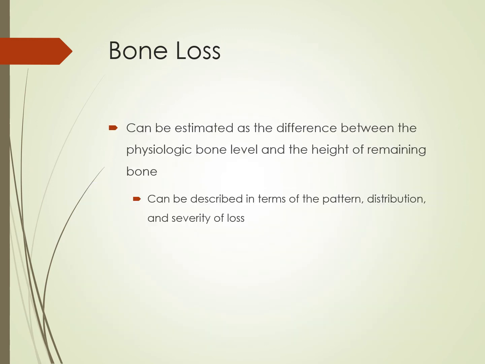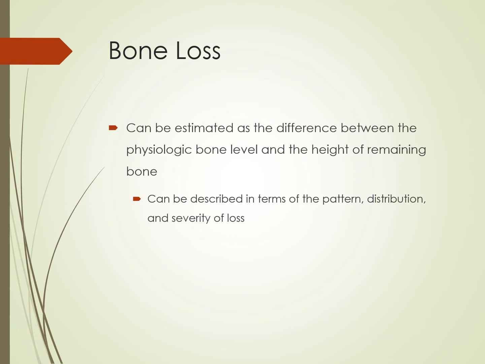Okay, so bone loss is described as the estimation of the difference between the physiological bone level and the height of remaining bone. What that means is the physiological bone level is where the bone is supposed to be on a healthy individual, right? That 1.5 to 2 millimeters below the CEJ. And then the height of the remaining bone is where that bone level is on that surface of that tooth, for that specific individual.